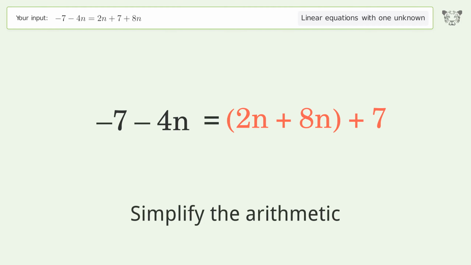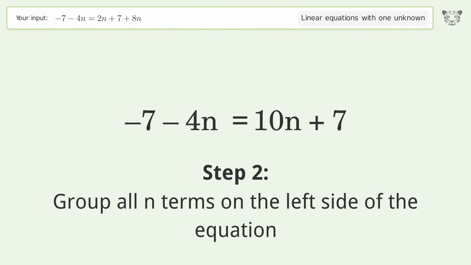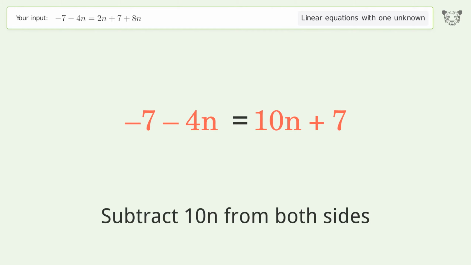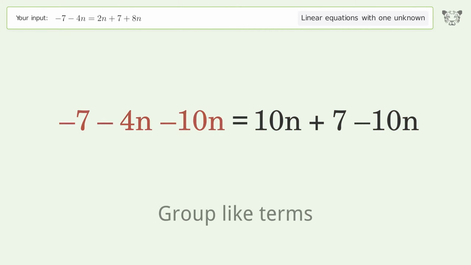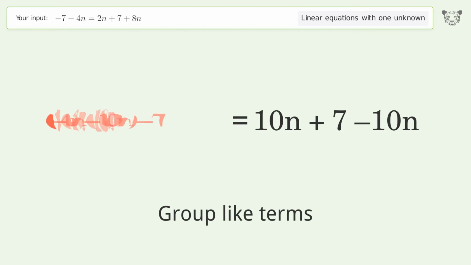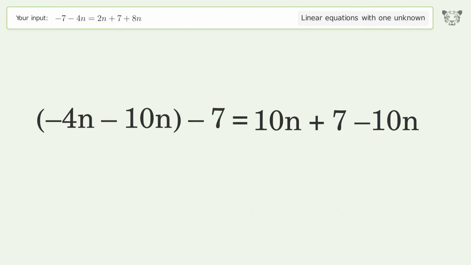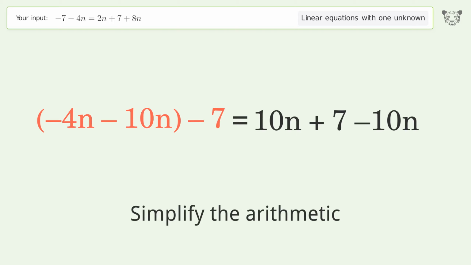Simplify the arithmetic. Group all n terms on the left side of the equation. Subtract 10n from both sides. Group like terms. Simplify the arithmetic.